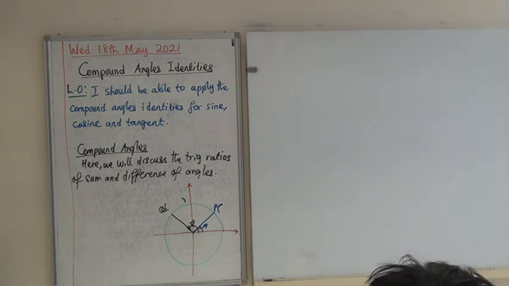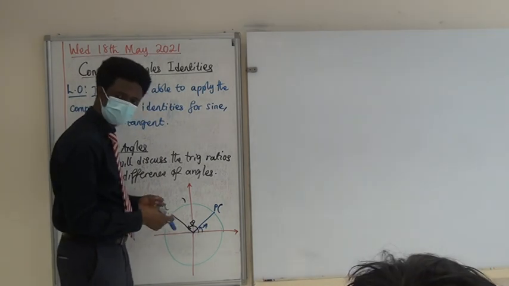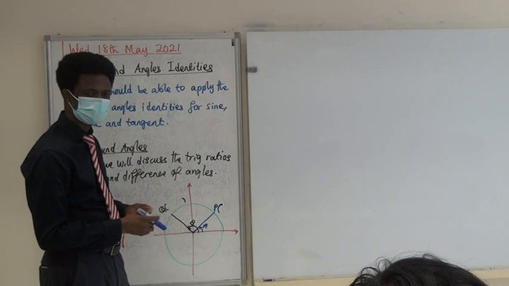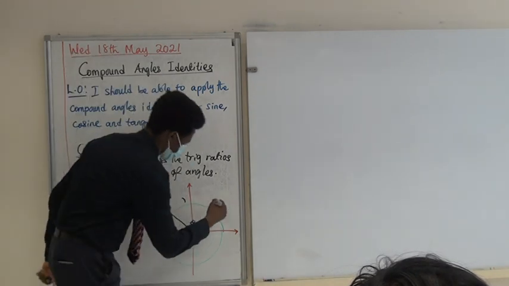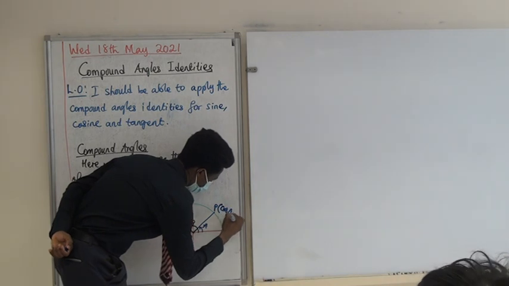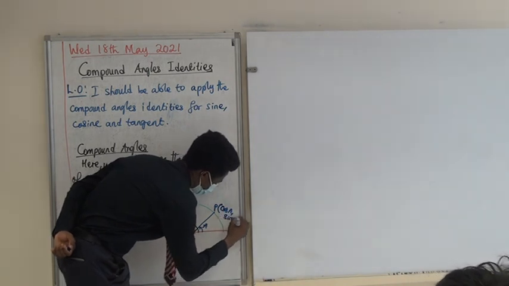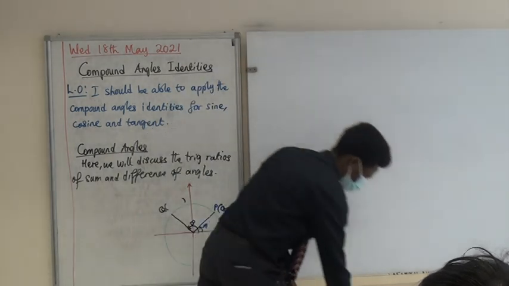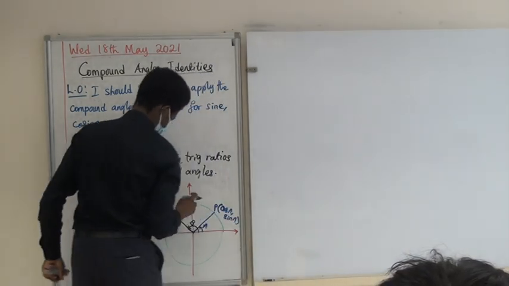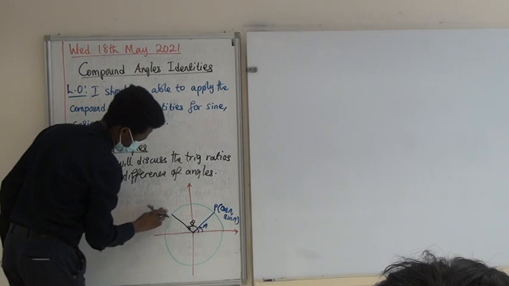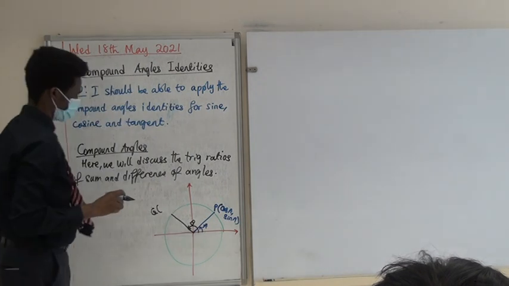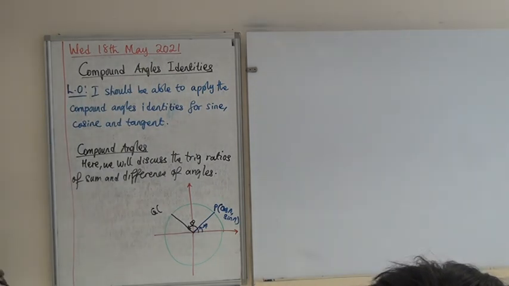P is what? Cos A, comma, sine A. Do you all agree with that? Cos first. That's the coordinate of the point. What about Q? Cos 180 minus B. Cos 180 minus B. So what is that?